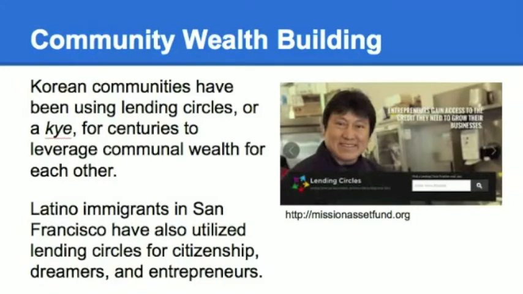And I think oftentimes communities that lack access to capital or who have hard times are actually really good at solving them. For example, Korean communities have been using lending circles or keys for centuries to leverage communal wealth. And Latina immigrants in San Francisco have also utilized lending circles, and they use them for citizenship, dreamers, and entrepreneurs. I think it's really important to note that cooperatives have this deep history in communities of color and as a mechanism to fight through economic injustice and build equity.